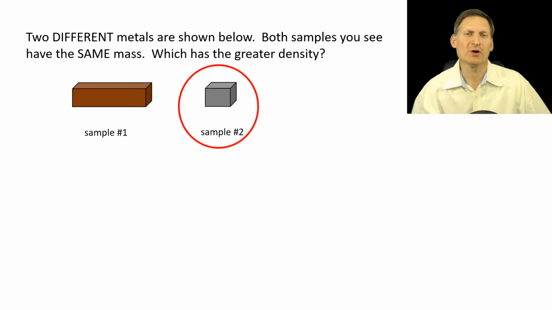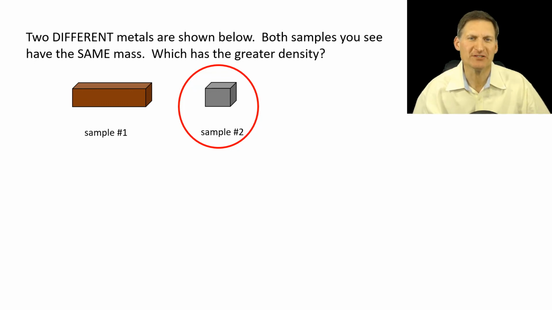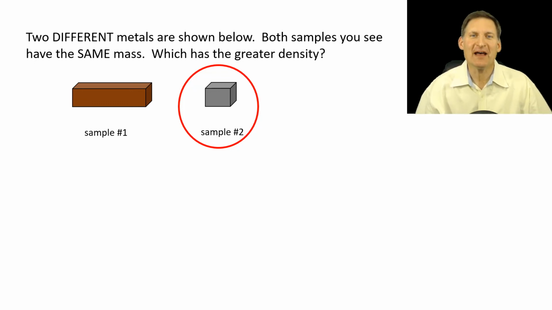The smaller one has the greater density. If both have the same mass, then the smaller one has that mass concentrated into a smaller volume. In other words, the structure of the smaller sample is more tightly packed than the larger, like HDL compared to LDL. Well, that's it for density part 1.